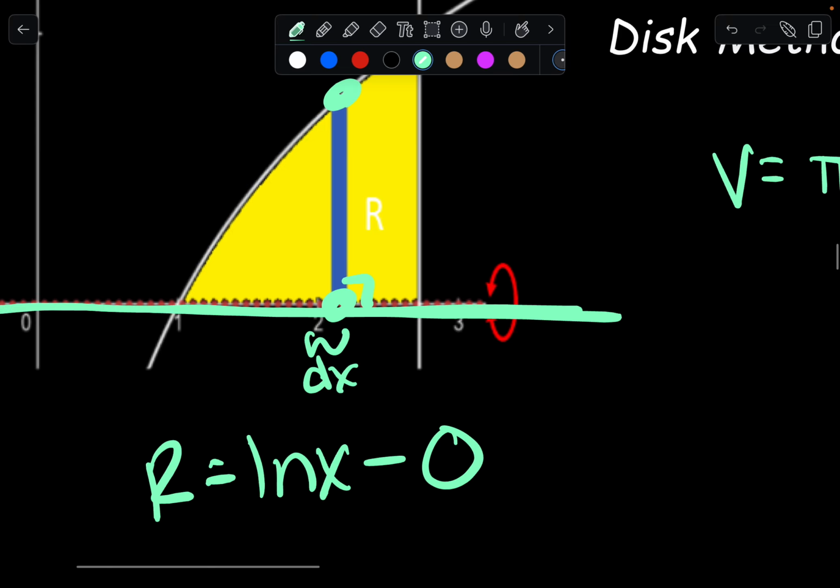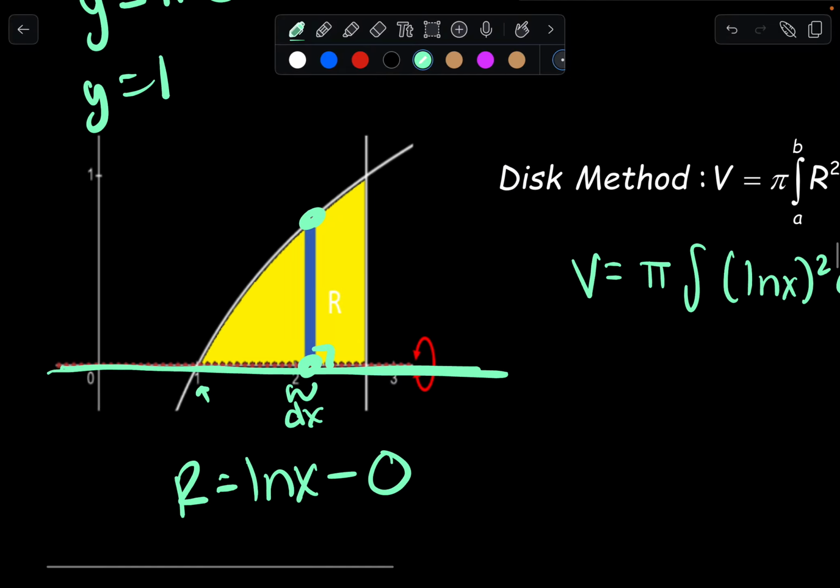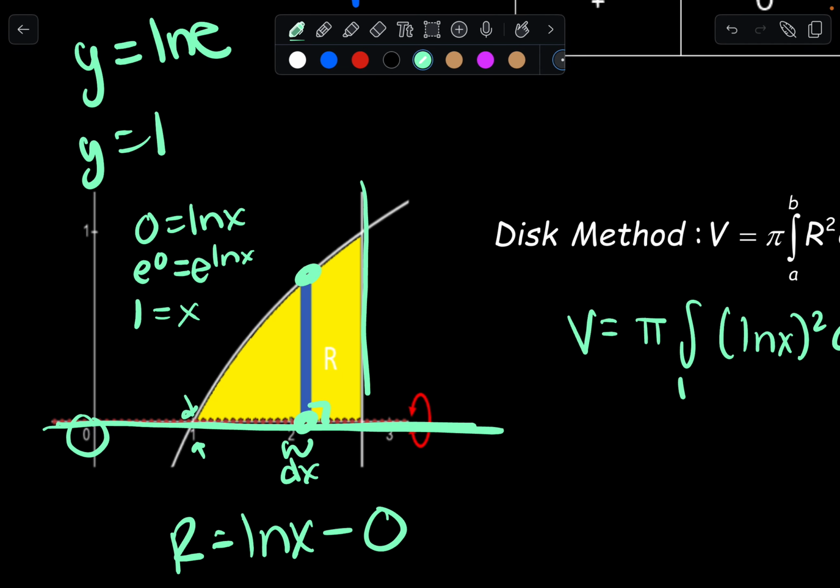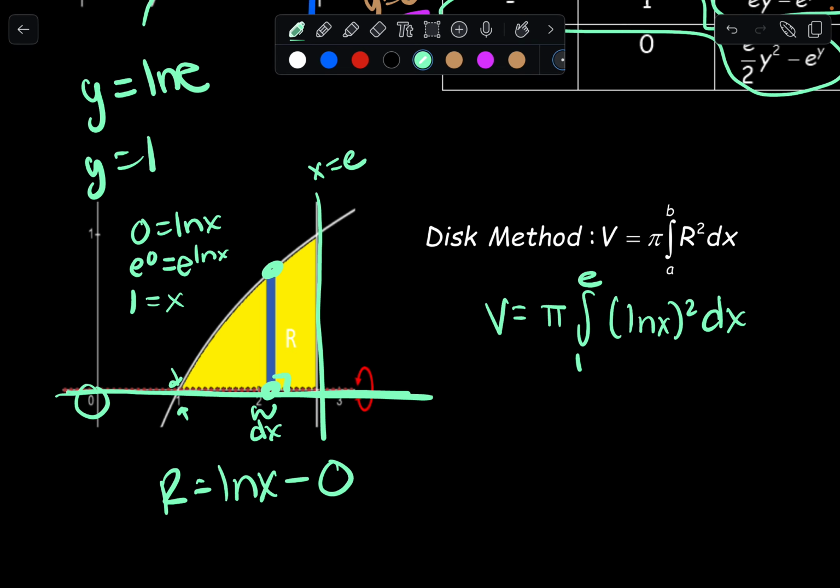Bounds of integration, if we look, we can see that this is crossing through the x-axis at 1, but if you really want to be sure, you can plug in 0 for y. Okay, so we have 0 is equal to natural log of x. And I'm doing this because the output here, it's 0. Okay, exponentiate both sides, we get e to the 0, e to the natural log of x. E to the 0 is 1, and then this becomes x. So the lower bound is 1. Upper bound is going to be whatever this value is. This is x is equal to e, so the upper bound will be e. Again, I know e is a constant, there's a decimal value for it, but use the exact, stick with the variable e.